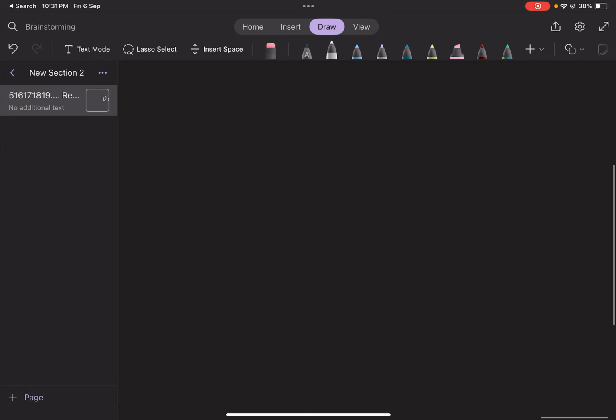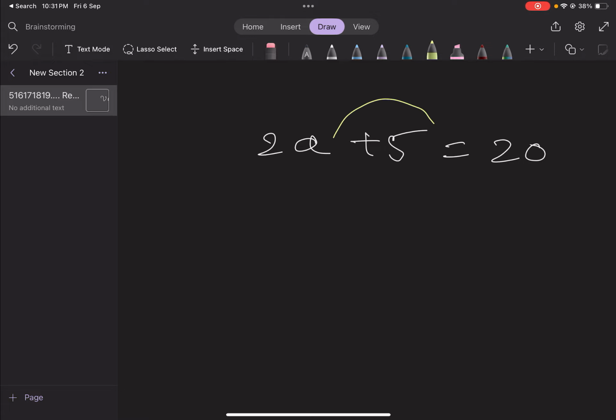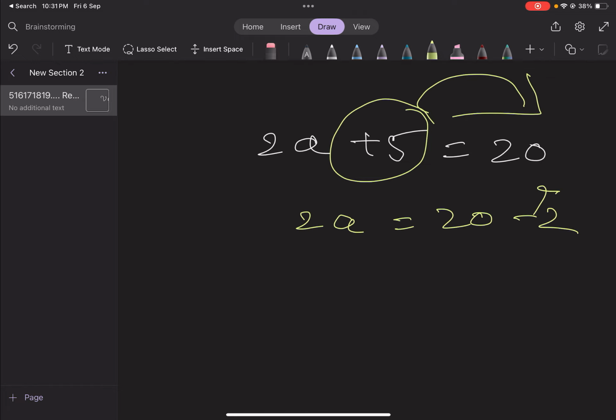Right? Suppose you get a question like this, 2a plus 5 is equal to 20, right? Correct. Here what is happening, we are able to see a number written along with a. Don't get confused with it. Let's move and take the question very slowly. This is plus 5, I'll shift it to that side. So 2a is going to be 20 minus 5, that is 2a is equal to 15.